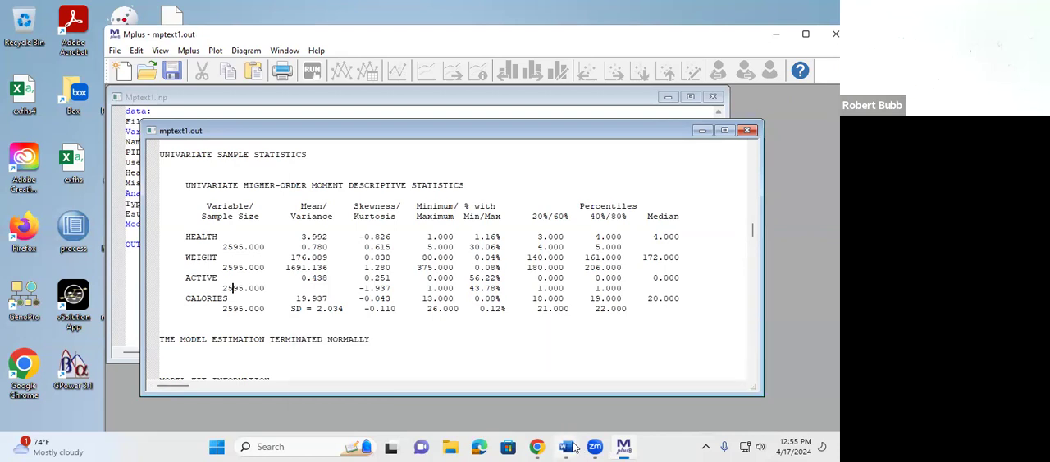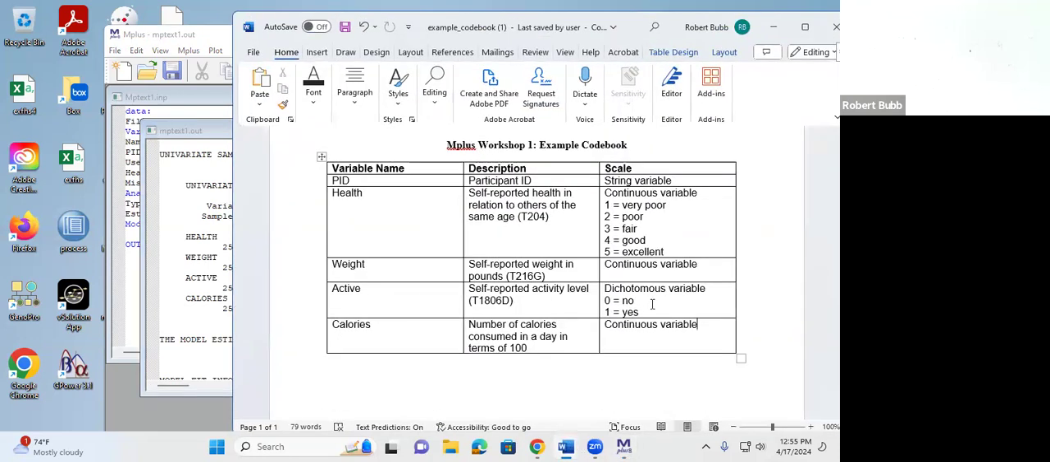So again, the importance of your codebook. Just look at how your data are measured. If it's nominal data, then means, standard deviations, and medians don't really mean a whole lot. They don't represent your data well.